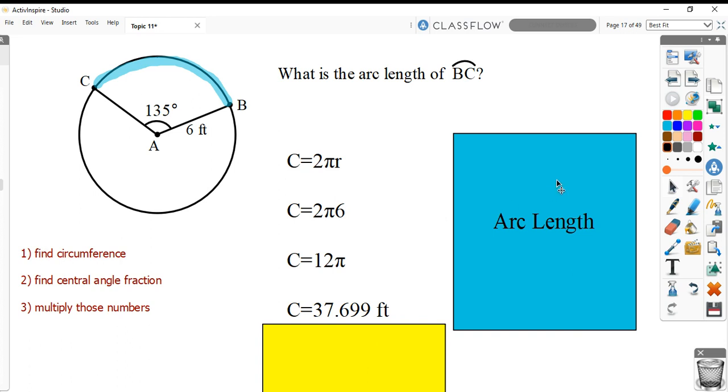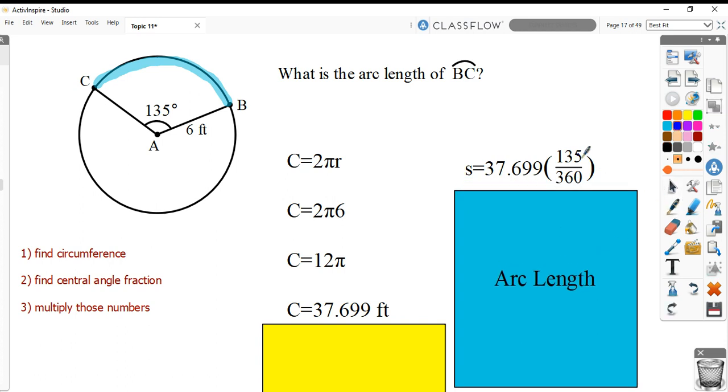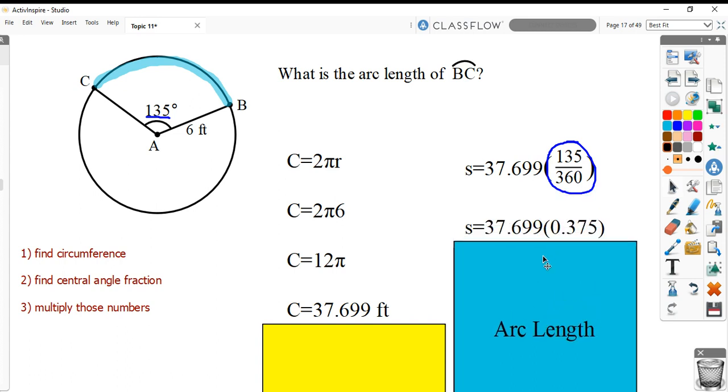Step number 2 is to find this piece right here. Our central angle theta is 135. 135, you already know, is not the same as 360. 360 would be the full revolution. 135 is only part of that. So we need to figure out how much is that? How much is 135 out of 360? And if you type that into the calculator, that is step number 2. You find that 135 out of 360 is equal to 0.375.